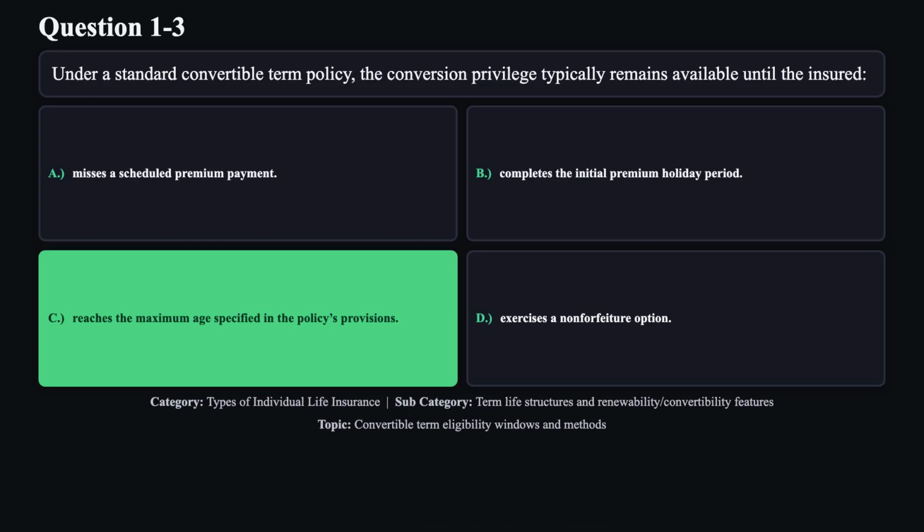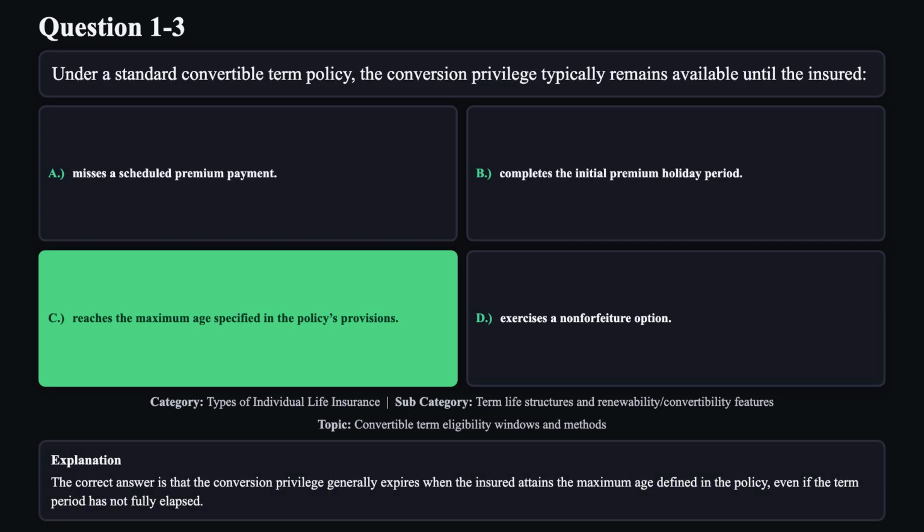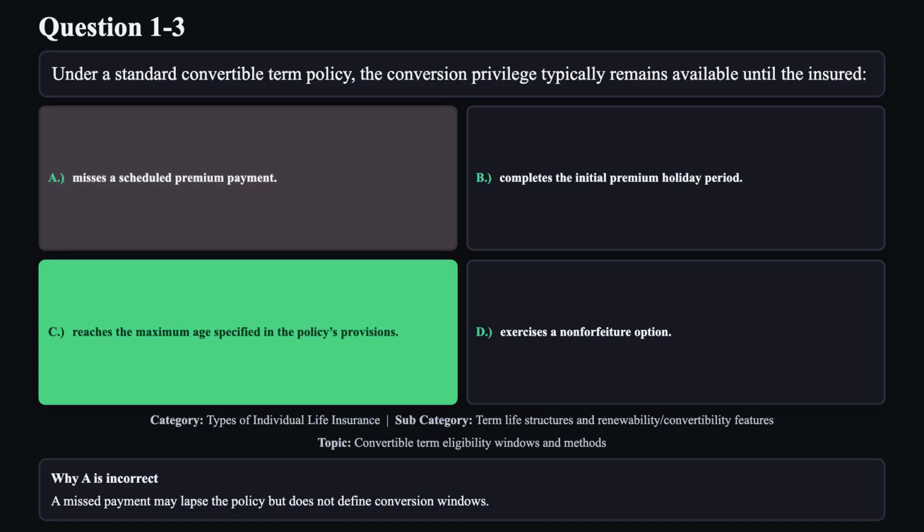The correct answer is C. The correct answer is that the conversion privilege generally expires when the insured attains the maximum age defined in the policy, even if the term period has not fully elapsed. Reason A is not correct. A missed payment may lapse the policy but does not define conversion windows.